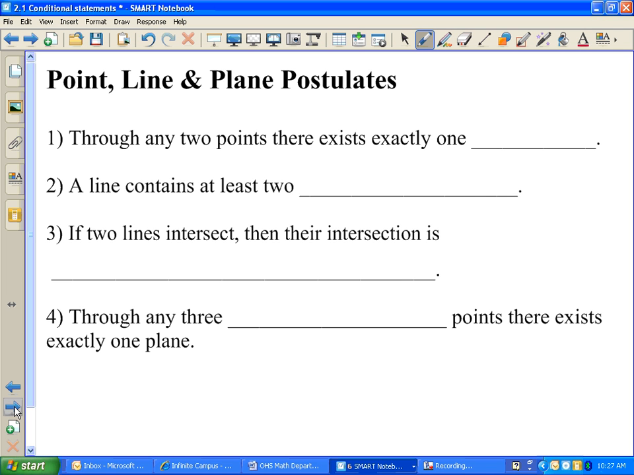So through any 2 points, there exists exactly one line. Very good. Yeah, I remember that. A line contains at least 2 what? Points. And if 2 lines intersect, then their intersection is a point. Very good. And through any 3 blank points, there exists exactly one plane. Okay.